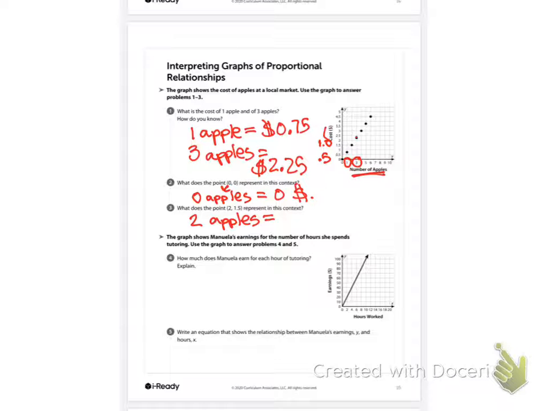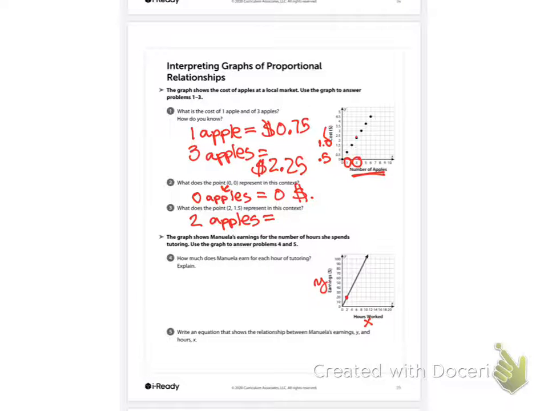The second example talks about how much Manuela earns for each hour of tutoring. Hopefully you can see this graph, but the x-axis here is hours worked, and the y-axis is her earnings. We are trying to figure out how much she earns in 1 hour, or each hour. At 1, which is in between 0 and 1, it's not what I call a grid point on the graph. It doesn't cross a grid there, but it does at 2.